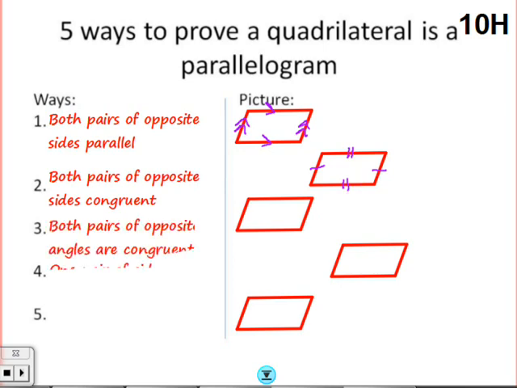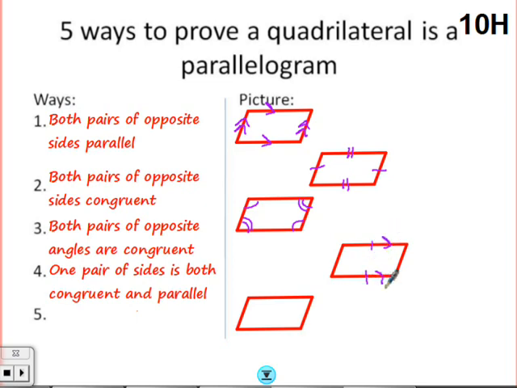We could have both pairs of opposite angles congruent. So that one and that one, here and there. One pair of sides both congruent and parallel. So if this were congruent and parallel, that's a parallelogram. And lastly, the diagonals bisect each other. So we'll draw in the diagonals, and we mark their parts congruent. So those are the 5 ways to prove a quadrilateral is a parallelogram.